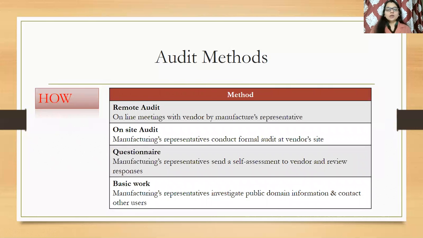How? Remote audit: an online meeting with the vendor by the manufacturer representative. On-site audit: manufacturer representatives conduct a formal audit at the vendor site. Questionnaire: manufacturer representatives send a self-assessment to the vendor and review the responses. Desktop work: manufacturer representatives investigate public domain information and contact other users. So these are the methods for assessment or audit.